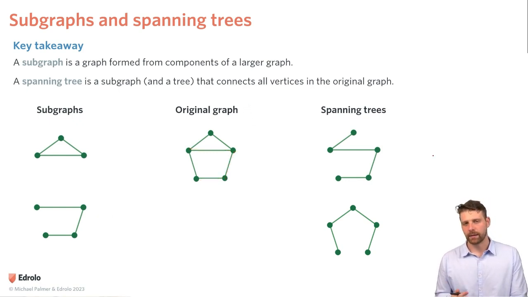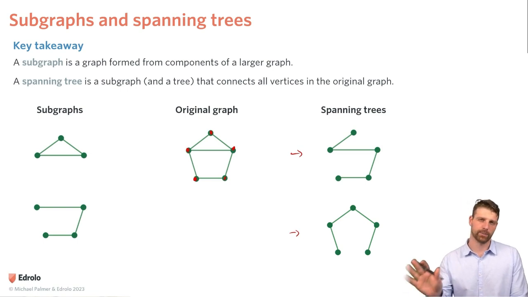Now, what makes a subgraph a spanning tree is if it connects all those vertices in the original graph. So here we can see that in each of these spanning trees, I still have kept all of these nodes. So all the original nodes are in there for it to be a spanning tree. Notice on the left, these are not spanning trees because I've dropped some of the vertices.